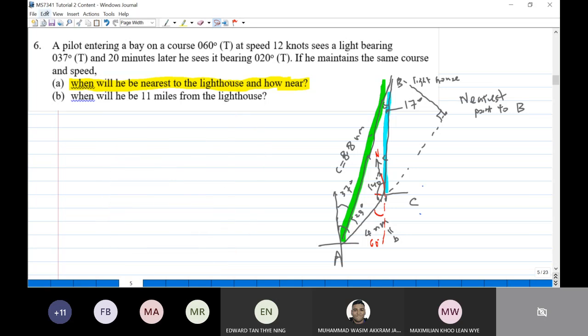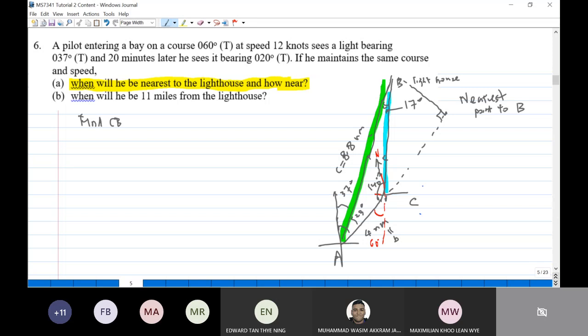Okay, I want to find CB now. So find CB. How to find CB? You can actually do the sine law. Let me see. Okay, sine law, right? So CB over sine 23, and then 4.